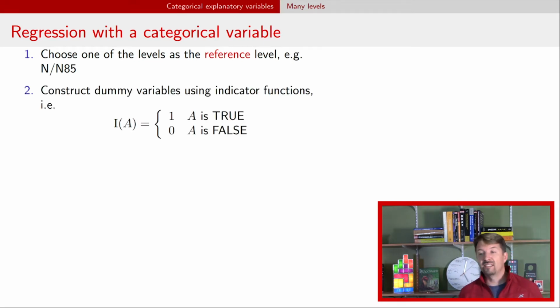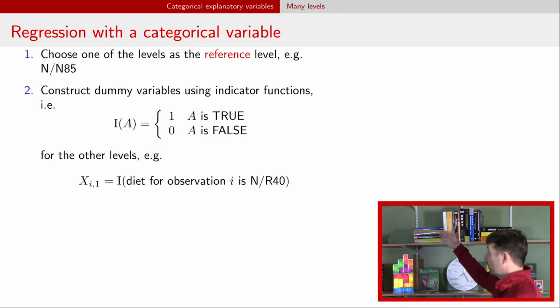Step 2. In step 2, we're going to construct a bunch of dummy variables using these indicator functions, which I explained in the last video. As a reminder, this indicator function is just 1 when the statement within the parentheses is true, and it's 0 otherwise. And we're going to construct these dummy variables using this indicator function for every level of the categorical explanatory variable that's not the reference level. So in this example, we had 6 different levels. If we take one of those as the reference level, we have to construct 5 dummy variables.